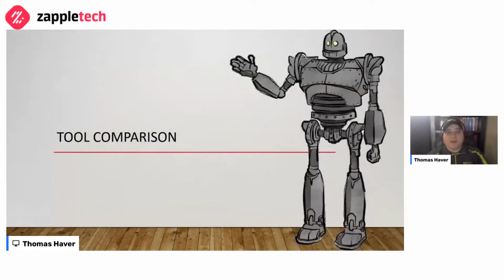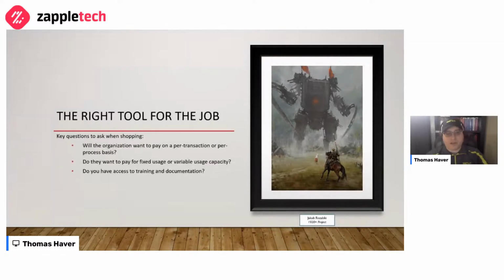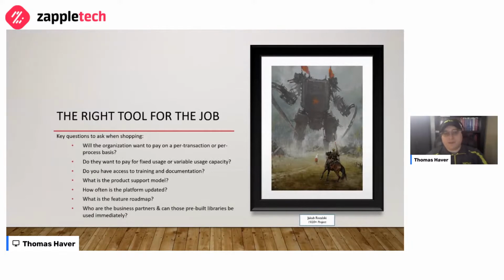Going beyond the people aspect, when we're selecting tooling, we have to make the right call. There's no one tool that is better than another. It's based upon your organization structure. What is going to be the best fit for you? So when you're looking for the right tool for the job, the key questions you should ask yourself when shopping is, will you want to pay on a per transaction or per process basis? Do you want to pay for fixed usage or variable usage capacity?